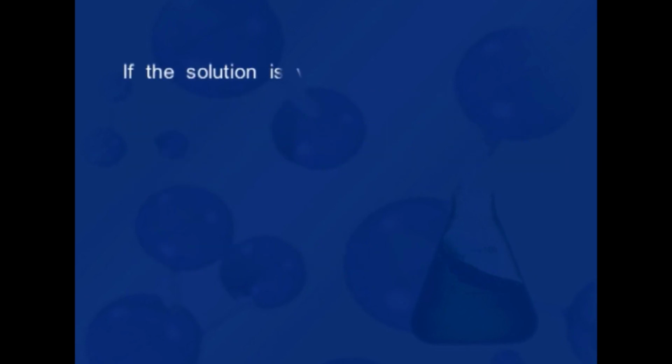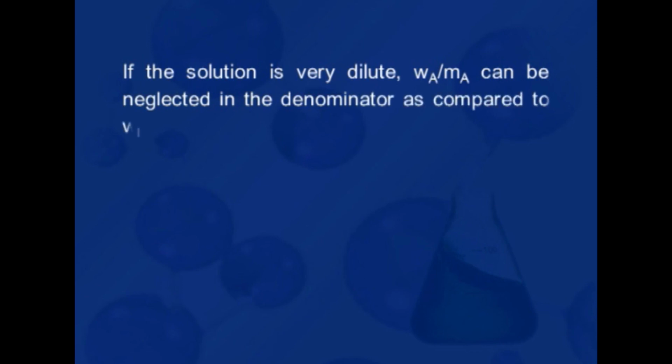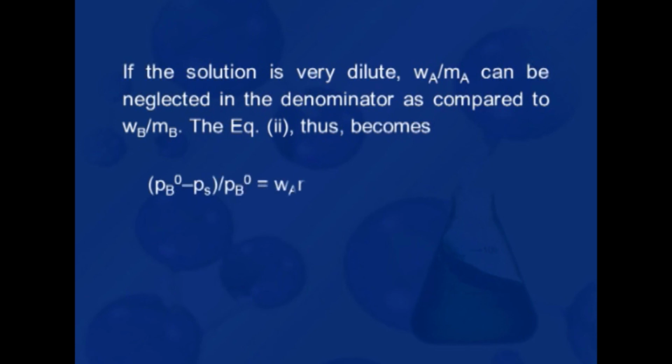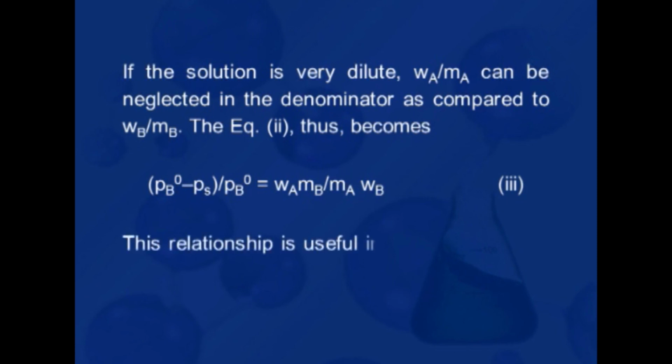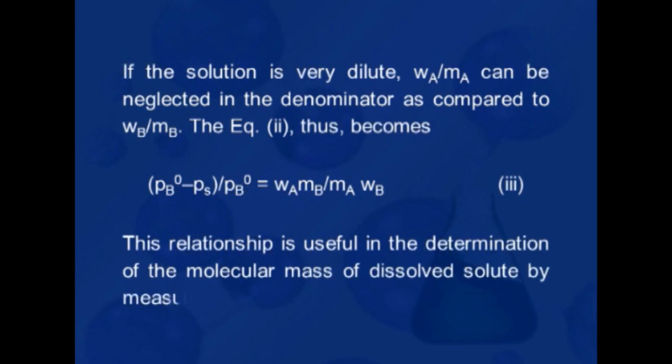If the solution is very dilute, WA upon MA can be neglected in the denominator as compared to WB upon MB. Then the equation comes out to be (P naught B minus Ps) upon P naught B equal to WA MB upon MA WB. This relationship is useful in the determination of molecular mass of dissolved solute by measuring relative lowering of vapor pressure. We can modify Raoult's law for better results.